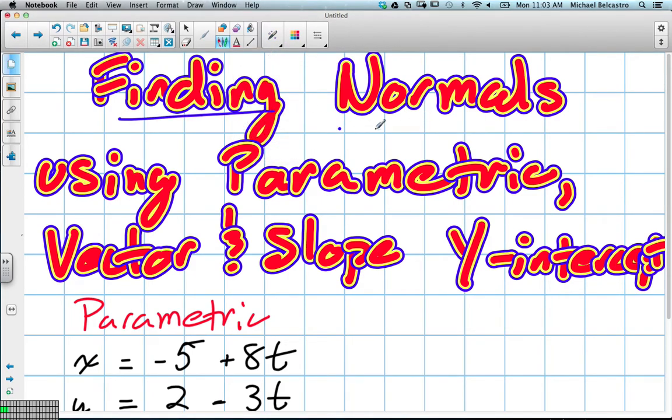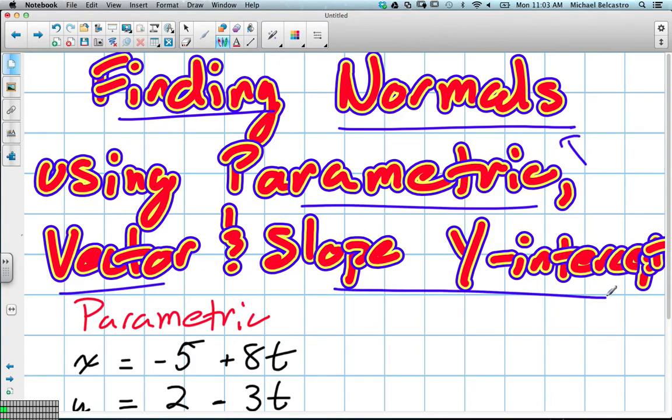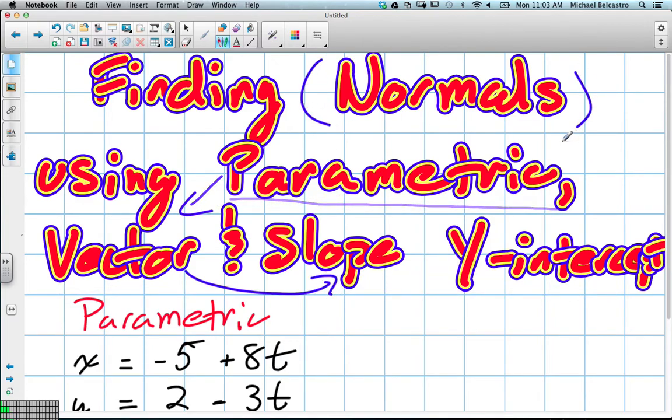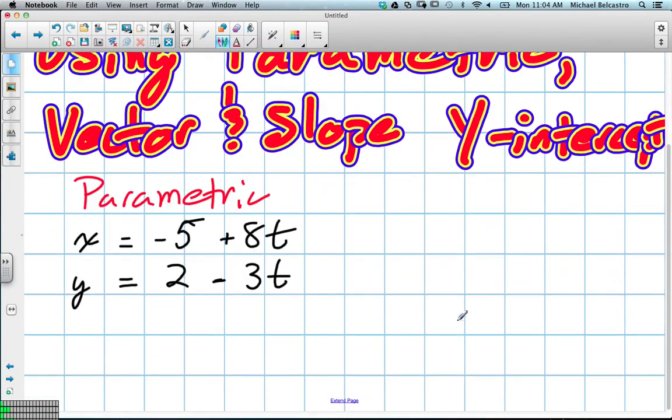So we're going to be finding normals, and we'll talk about what a normal is, using the parametric, vector, and slope y-intercept form. Essentially, we're going to move from a question that is in parametric form to vector form, and then relate vector form to slope y-intercept, which will help us find a normal. And a normal is a line that is perpendicular to our vector. Okay?